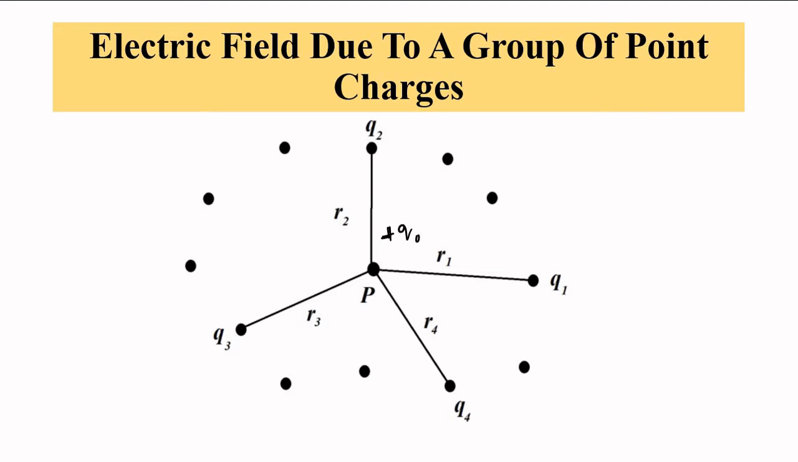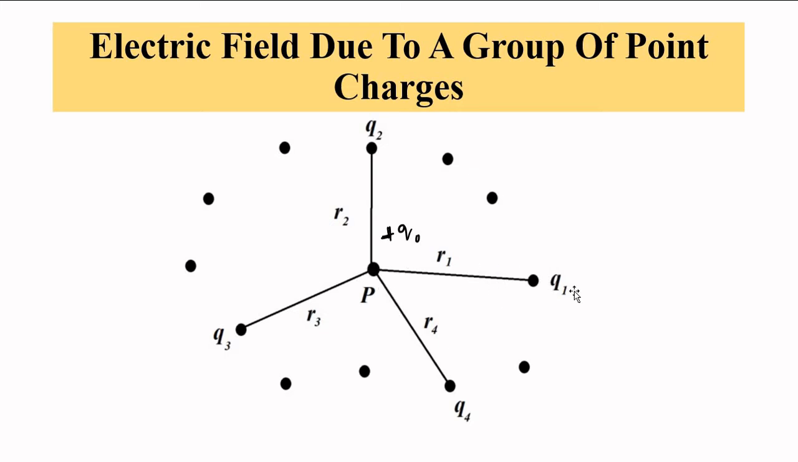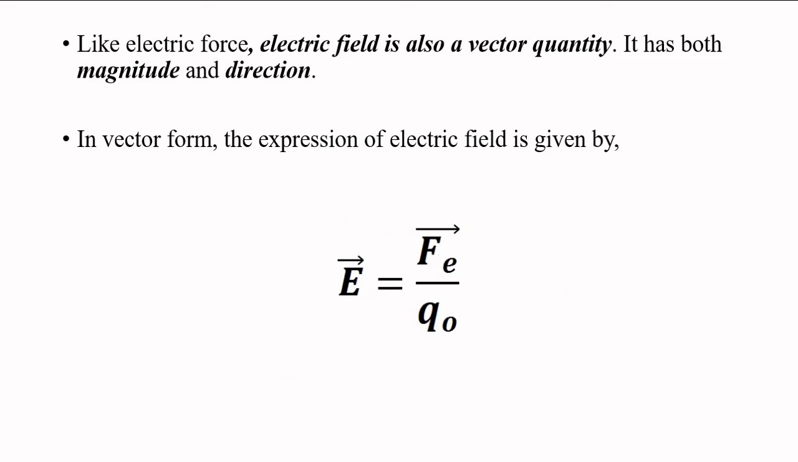So the key concept in finding the net electric field due to multiple point charges is the superposition principle. According to this, the coulombic force exerted on the test charge present at P is found by computing the coulombic force due to Q1, F1, due to Q2, F2, due to Q3, F3, due to Q4, F4, and due to the nth charge, the nth coulombic force exerted on the test charge placed at P. Force vectors obey the principle of superposition. As we all know, electric field is force divided by the test charge, so electric field will also obey the superposition principle.